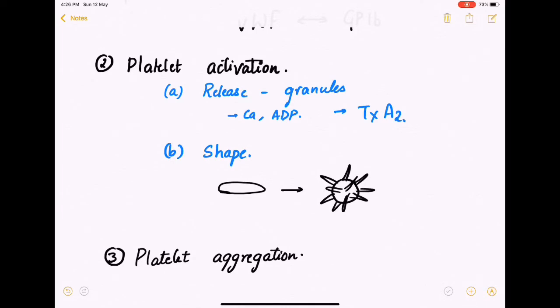There is not just this gross change in the cell, but also if you look at the cell membrane, there is increased expression of negatively charged phospholipids. This is going to act as a platform for more calcium and coagulation factors to attach onto the platelet surface. And another thing that is happening here is that there is a conformational change in glycoprotein 2B3A, which is very important for the attachment of fibrinogen.